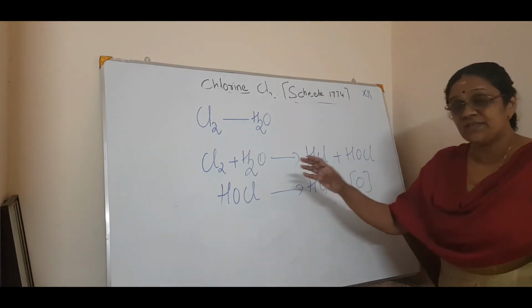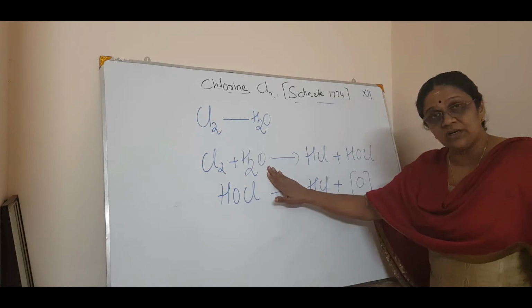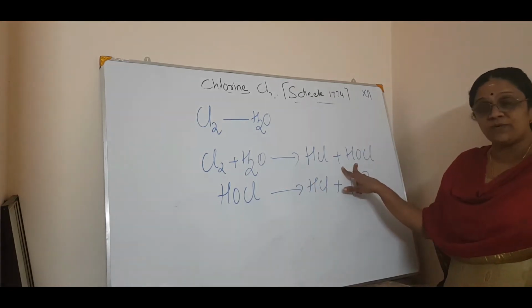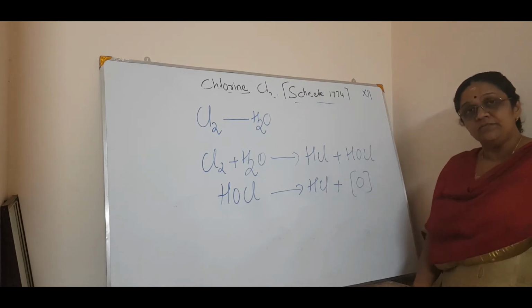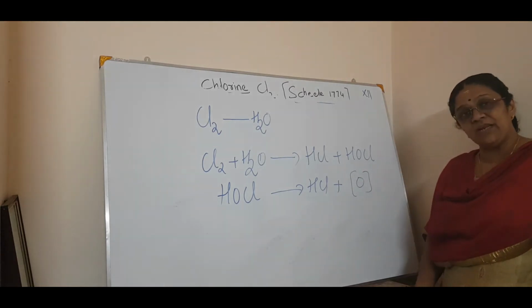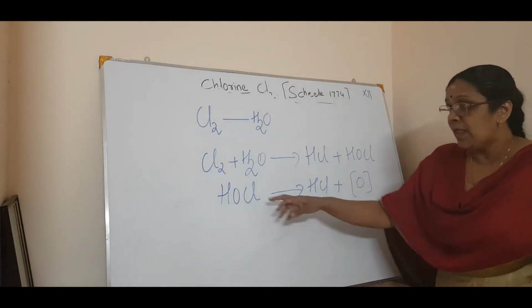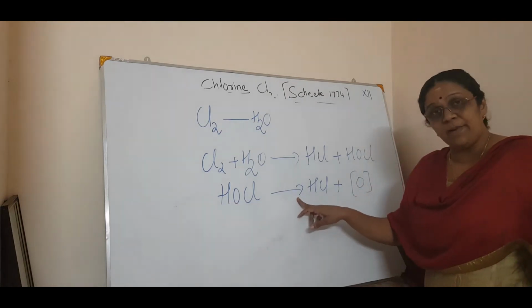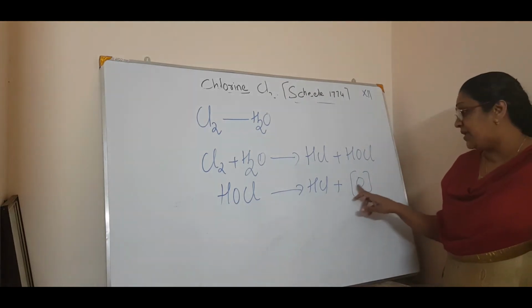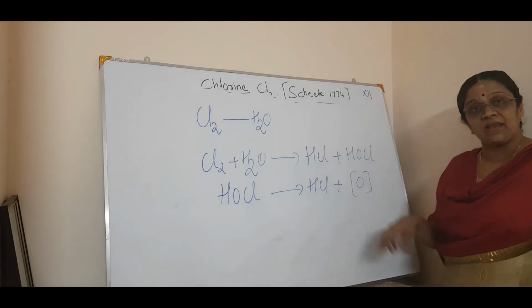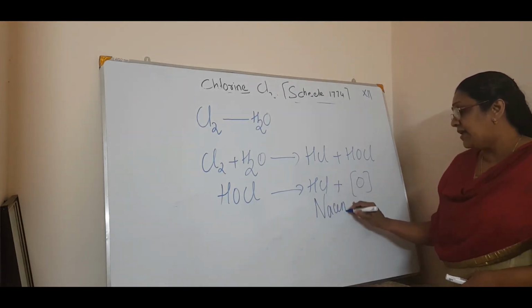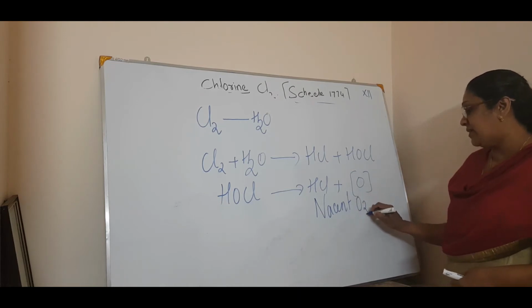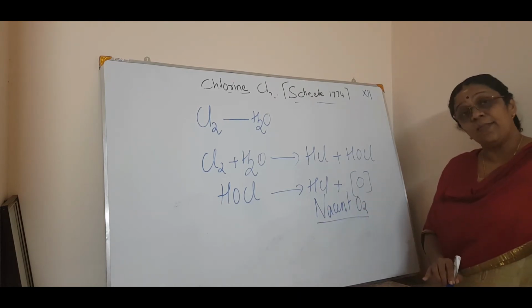Got it? First, it reacts with water to form two compounds: one is HCl and the other is HOCl. This is highly unstable in nature. So what happens? HOCl will come back to HCl again plus this oxygen in brackets. And what is that oxygen in brackets? It is called nascent oxygen.